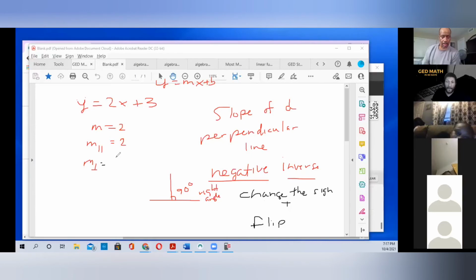Negative 2. We're only taking the opposite sign. Now, 2 is the same as 2 over 1. So when I say flip it, that means take the reciprocal. The numerator becomes the denominator, the denominator becomes the numerator. So the slope of the perpendicular is not going to be negative 2. It's going to be negative what? 1 over 2.